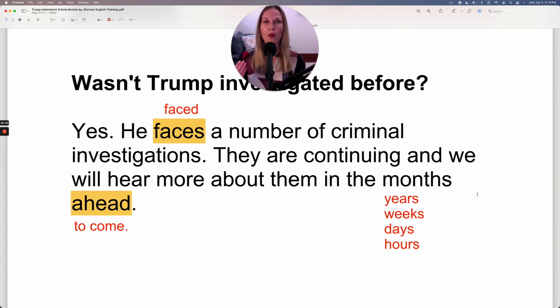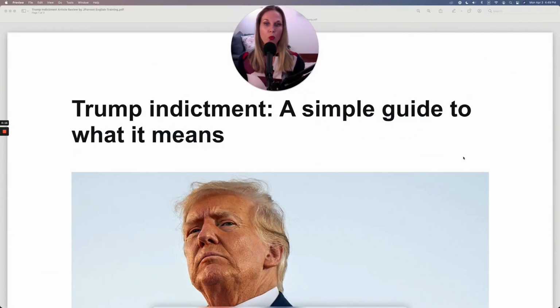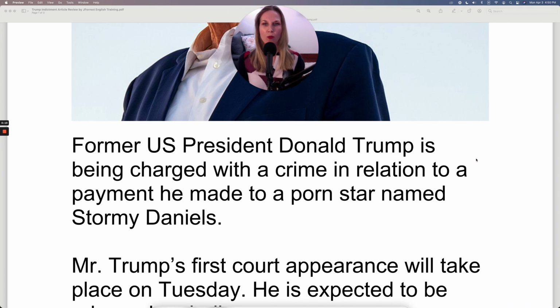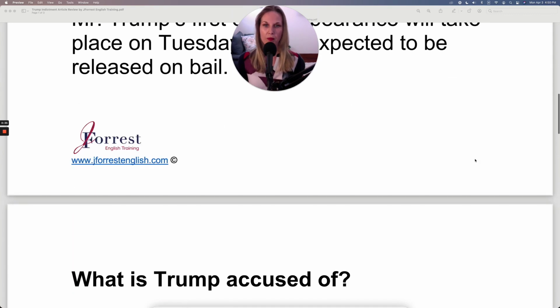So what I'll do now is I'll go to the top and I'll read the article in full. And this time you can focus on my pronunciation and practice along with my pronunciation. Let's do that now. Trump indictment, a simple guide to what it means. Former U.S. President Donald Trump is being charged with the crime in relation to a payment he made to a porn star named Stormy Daniels. Mr. Trump's first court appearance will take place on Tuesday. He is expected to be released on bail.